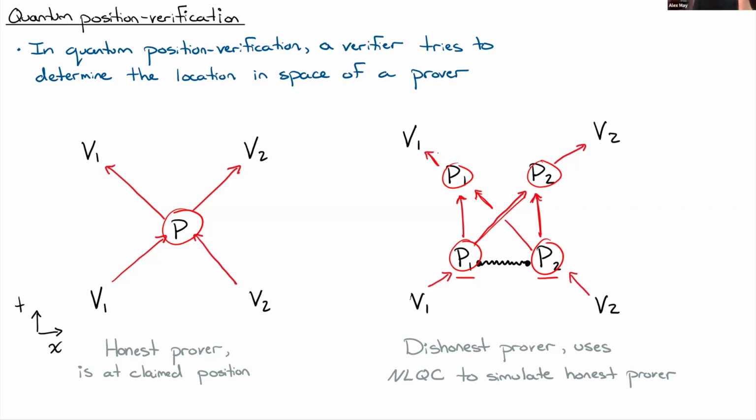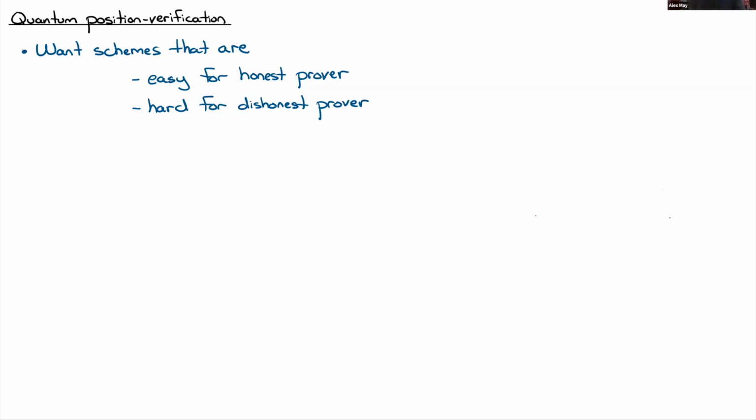So what's important here is that the most general cheating strategy in a quantum position verification scheme is a non-local quantum computation. And that's in part why we want to understand how hard it is to implement those computations. Okay, so for the purposes of position verification, we're interested in schemes that are easy for the honest player to implement. So in particular, something that's easy to compute in the local form, but hard for the dishonest player to implement. So something that's hard, maybe uses lots of entanglement to implement in this non-local form.